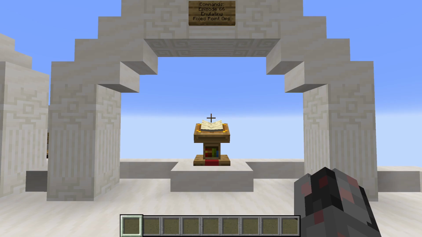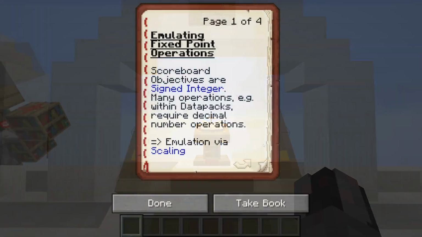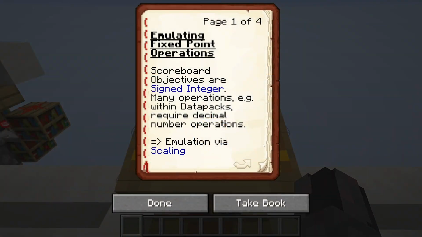In this episode I want to cover briefly how you can use scoreboard objectives to implement fixed point operations. So sometimes when you're working on a more complex data pack you need to actually do maths, and in many cases it's not enough to work with whole numbers, you actually need decimal numbers.